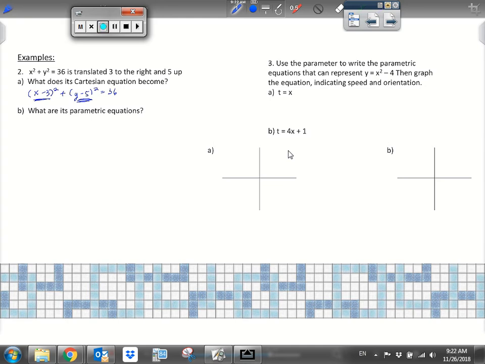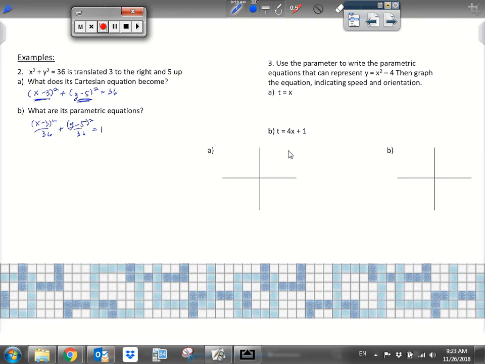So what we're actually going to do is work backwards. Hopefully you remember how we went from a parametric equation of a circle or ellipse to a Cartesian equation. As we go backwards, maybe your memory will come back, right? We were equal to 1. So I would divide both sides by 36. So I'd have x minus 3 squared over 36 plus y minus 5 squared over 36 equals 1.